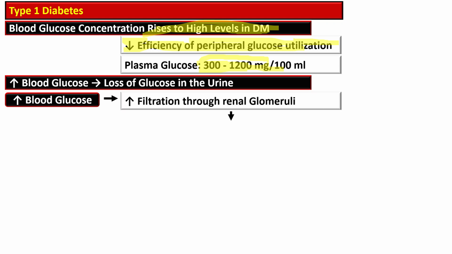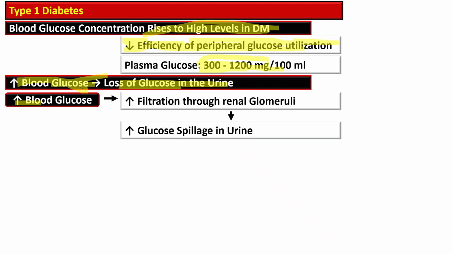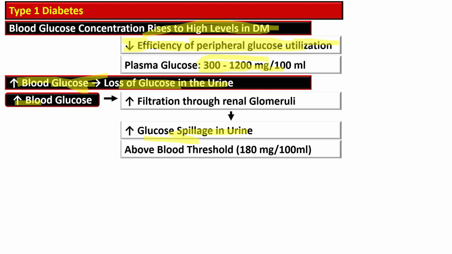So, increased blood glucose will lead to increased loss of glucose in the urine. Normally, the kidney reabsorbs glucose up to a certain limit, and when blood glucose level exceeds 180 milligram per 100 ml, that is the renal threshold, the excess glucose begins to spill into the urine, and the term is called glycosuria.